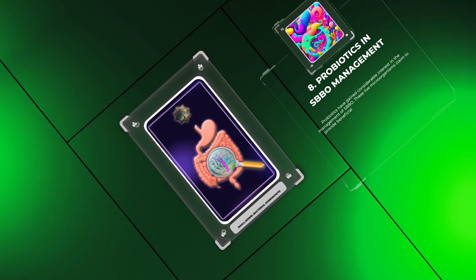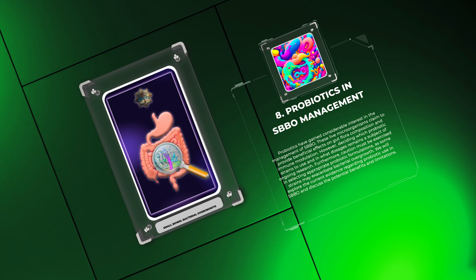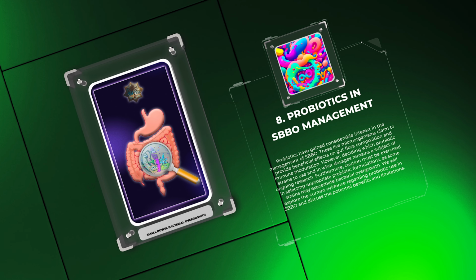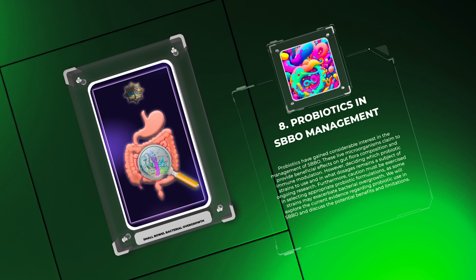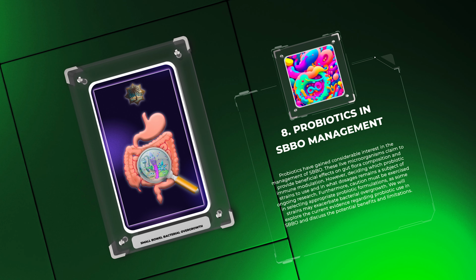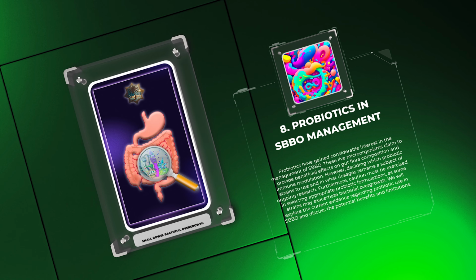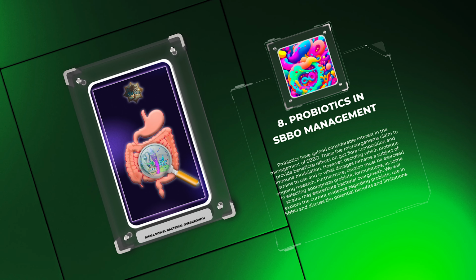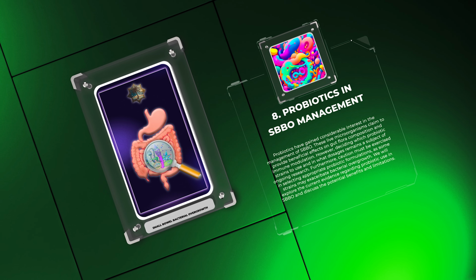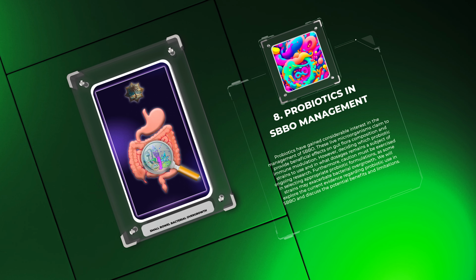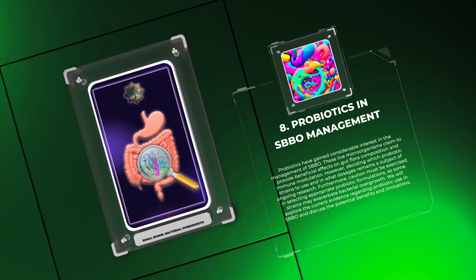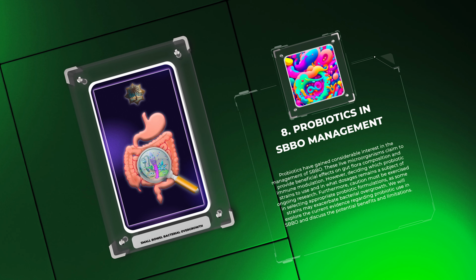Probiotics have gained considerable interest in the management of SIBO. These live microorganisms claim to provide beneficial effects on gut flora composition and immune modulation. However, deciding which probiotic strains to use and in what dosages remains a subject of ongoing research. Furthermore, caution must be exercised in selecting appropriate probiotic formulations, as some strains may exacerbate bacterial overgrowth. We will explore the current evidence regarding probiotic use in SIBO and discuss the potential benefits and limitations.